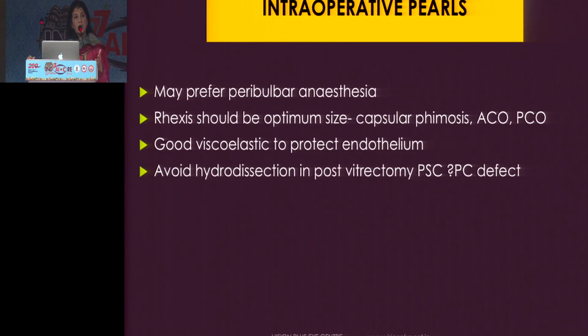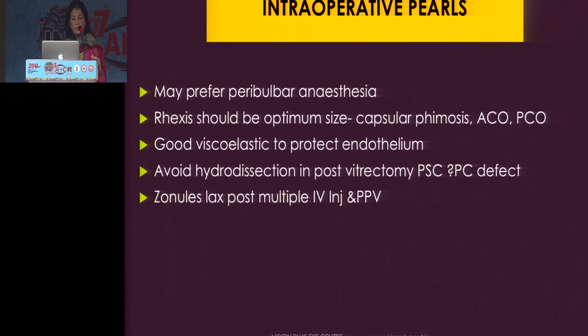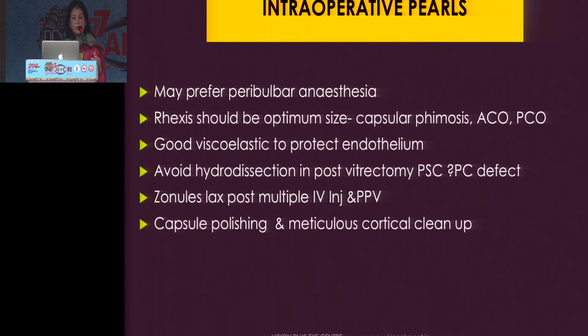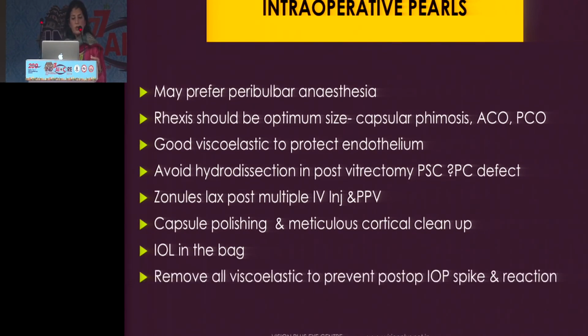And in patients who've undergone a vitrectomy and you find that there's a dense posterior subcapsular cataract, be cautious. They could be having a PC defect, and you may want to avoid hydrodissection in such cases. The zonules may be lax because of multiple injections. Do a thorough cortical cleanup and a capsule polishing, and try to put the IOL in the bag. Remove all viscoelastic to avoid IOP spikes and reaction post-operatively.